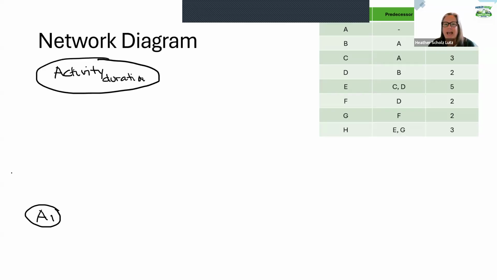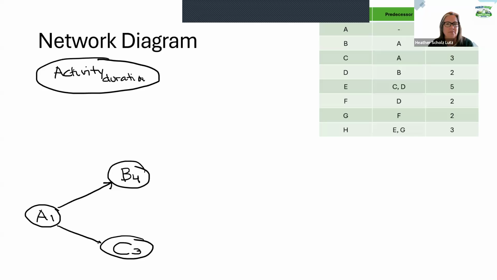All right, so next we have B. It has A as its predecessor, and it's going to take 4 weeks. I'm also going to purposely leave a lot of room around these because we're going to come back and draw on this network diagram for those forward and backward passes. Okay, so then activity C has A as its predecessor with a duration of 3. All right, D has B as its predecessor, so I'll put it up here with a duration of 2.